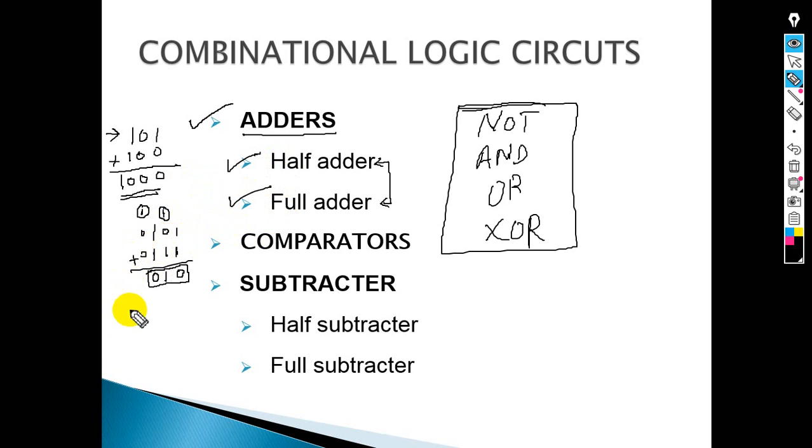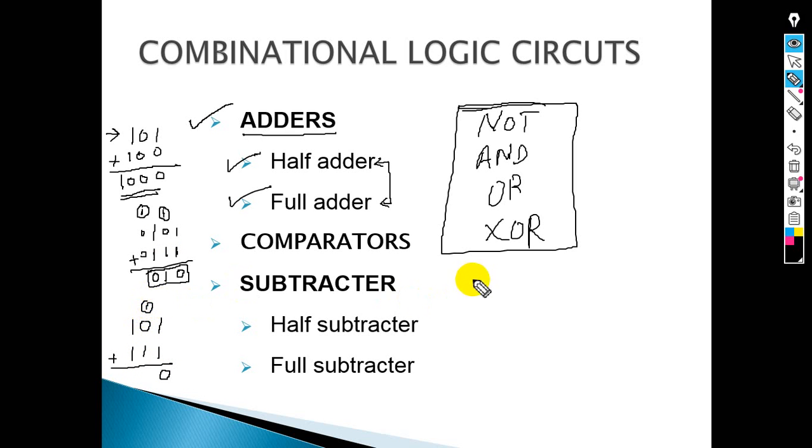The working of the full adder is to add 3 binary digits. For example, here I'm adding the same binary numbers, 101 and 111. So now what we have, 1 plus 1, so the answer is 0 and the carry bit is 1.